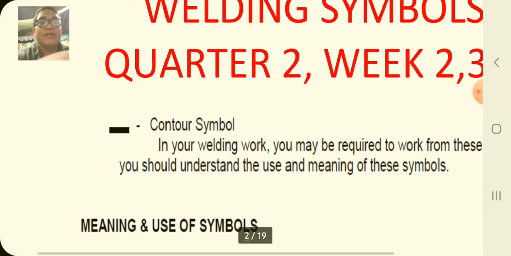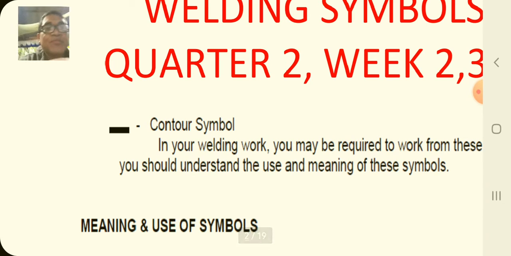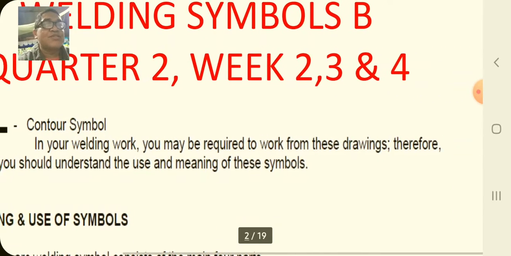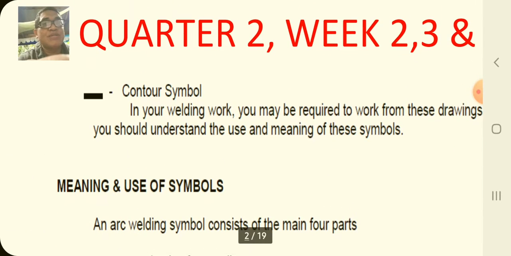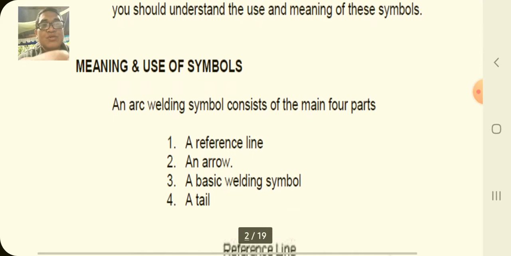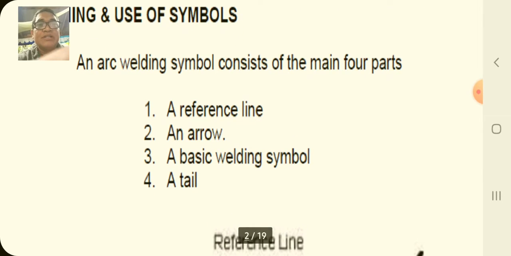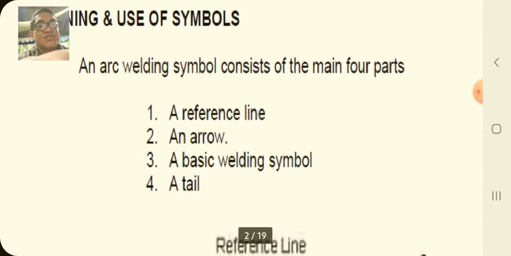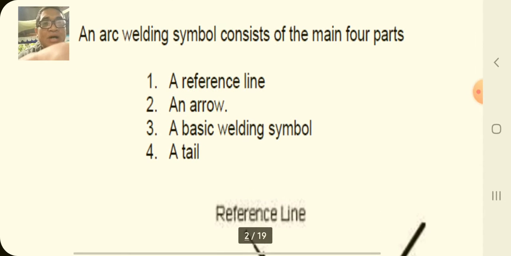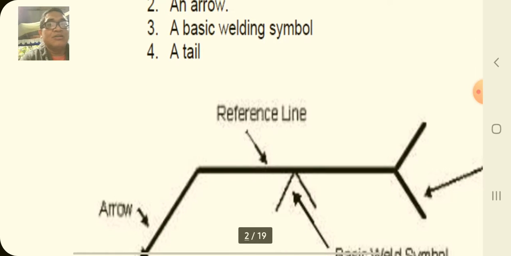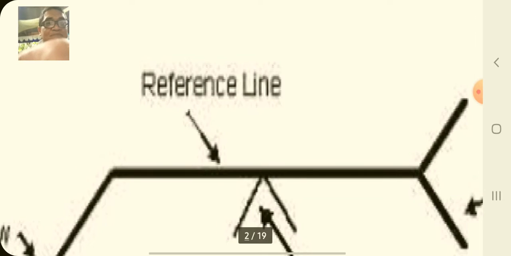Okay, good. So we have here the contour symbol. In your welding work, you may be required to work from these drawings. Therefore, you should understand the use and meaning of these symbols. So we have here at least 4 main parts of the welding symbols. The arc welding symbol consists of the main 4 parts: reference line, an arrow, a basic welding symbol, and a tail.